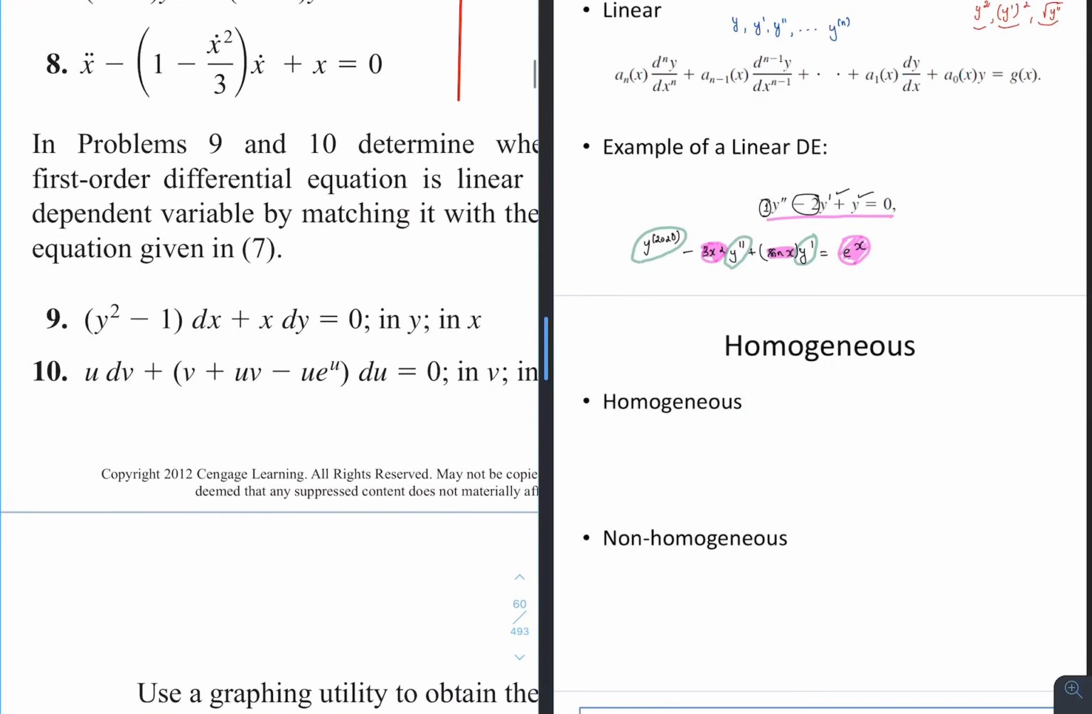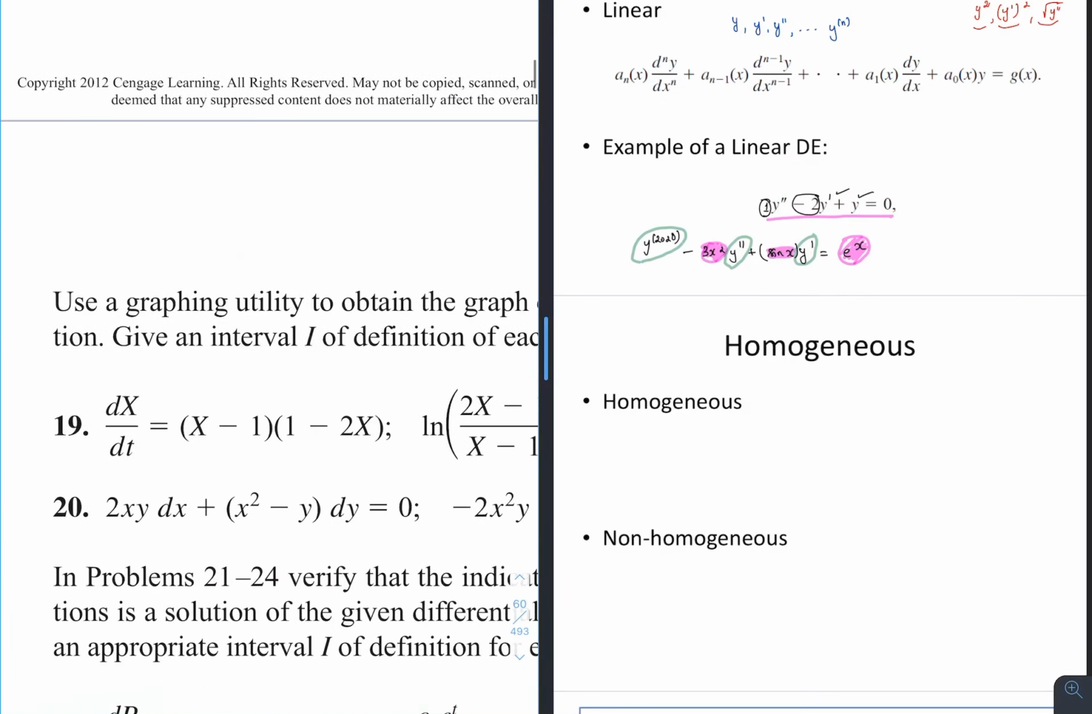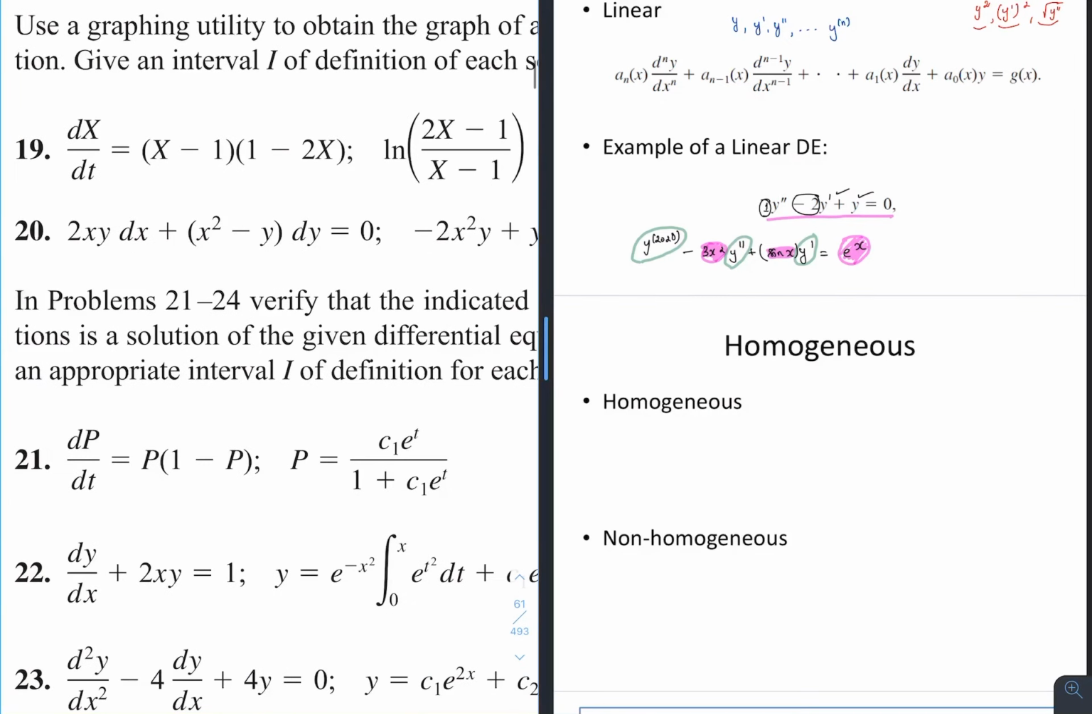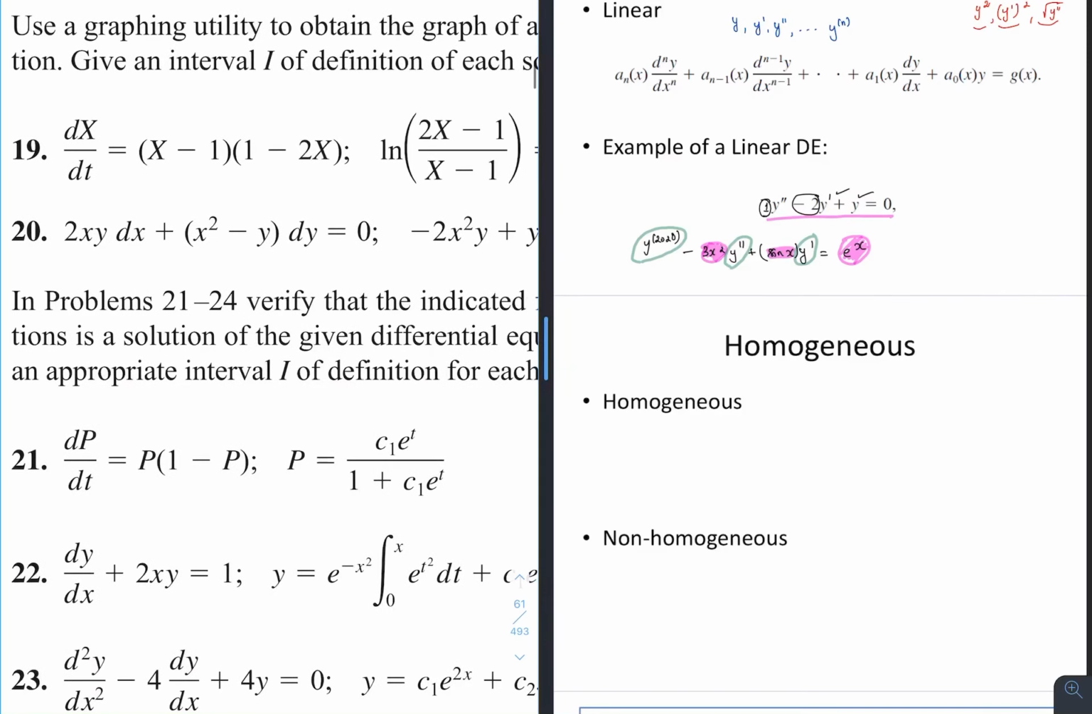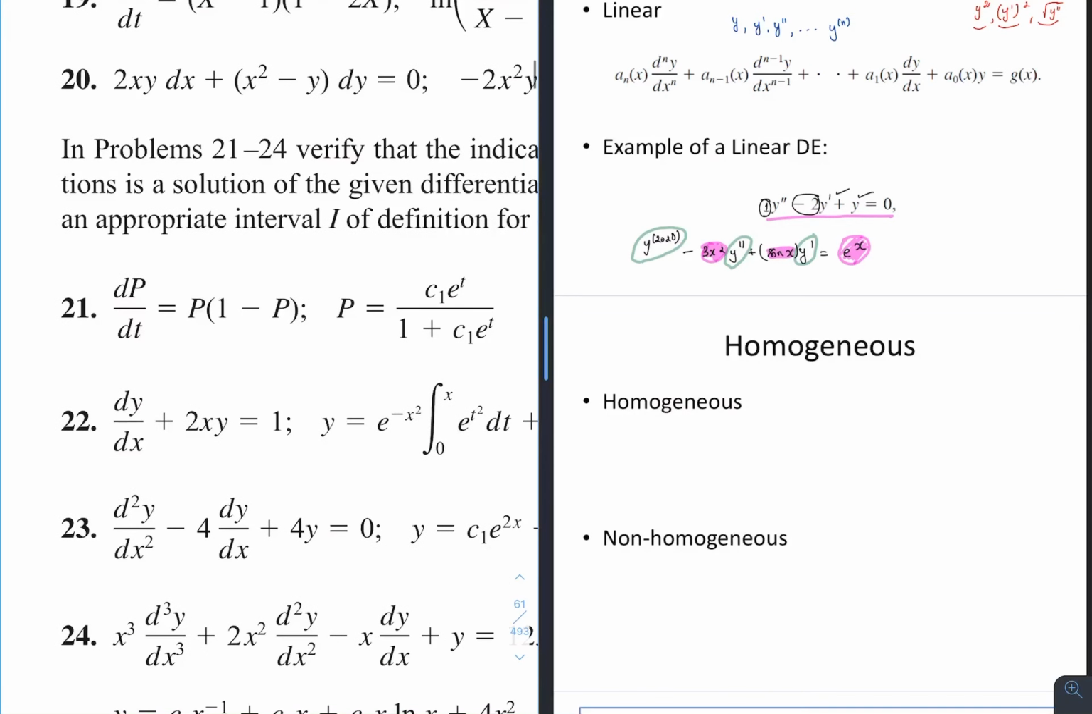Let's take a look at some other examples. Let's take a look at this one. This one would be a linear differential equation. The reason is that the y prime is by itself. This is 2x times y, which is also linear, and so that will be a linear differential equation.